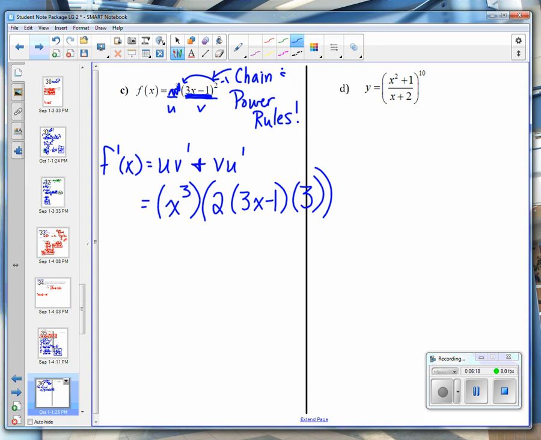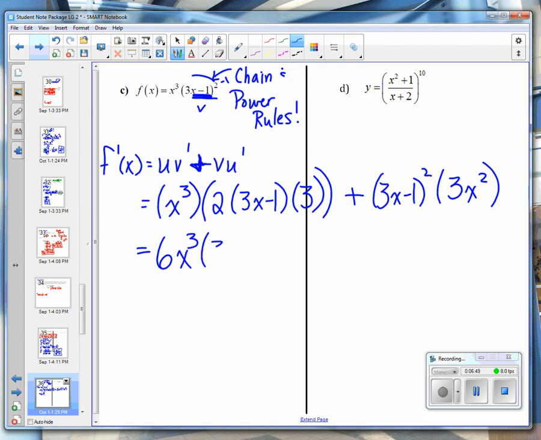Now let's carry on with our product rule. Plus v, which is, again, 3x minus 1 squared, times the derivative of u. I crossed it out here, let's take another look, x cubed. So that's going to be 3x squared. So take a look at that, go nice and slow, make sure that that all makes sense to you guys. And now what we can do is go ahead and simplify. So let's take a look at the first one. I've got 2 times 3 is 6, x cubed times 3x minus 1, plus, I'm just going to rearrange this so it looks a little bit nicer, 3x minus 1 squared.